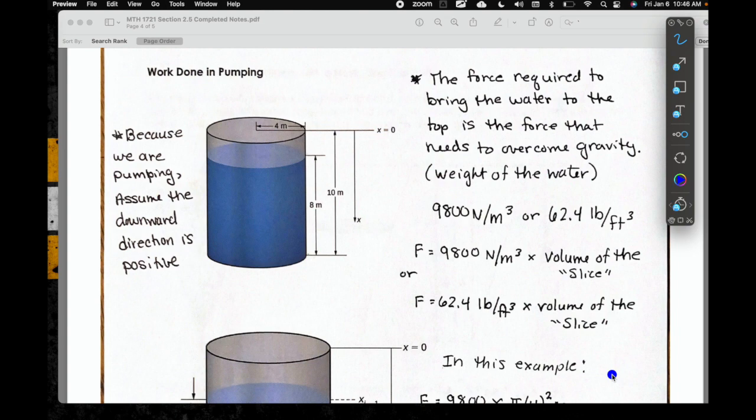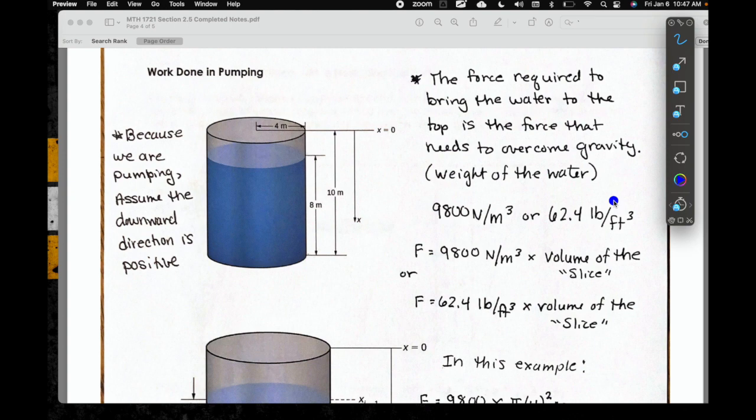And the other thing we have to think about is that when we are looking at pumping problems, to find the force, we're looking at the force required to lift the water to the top of the tank, which is basically the force required to overcome gravity. So it's going to be equal to the weight of the water. Now, when we're using the metric system, the weight density of the water we're going to use as this. When we're working in the English system, we're going to use this value here for the weight density of the water.